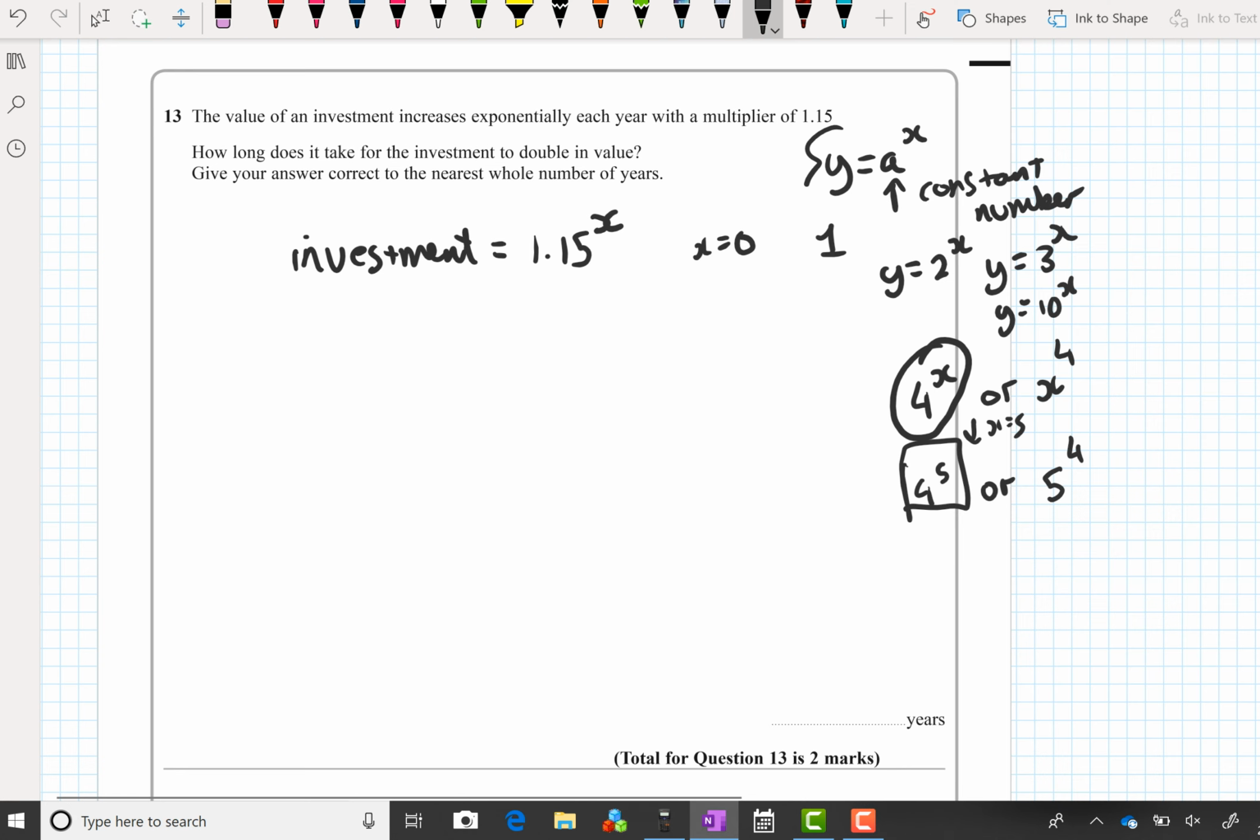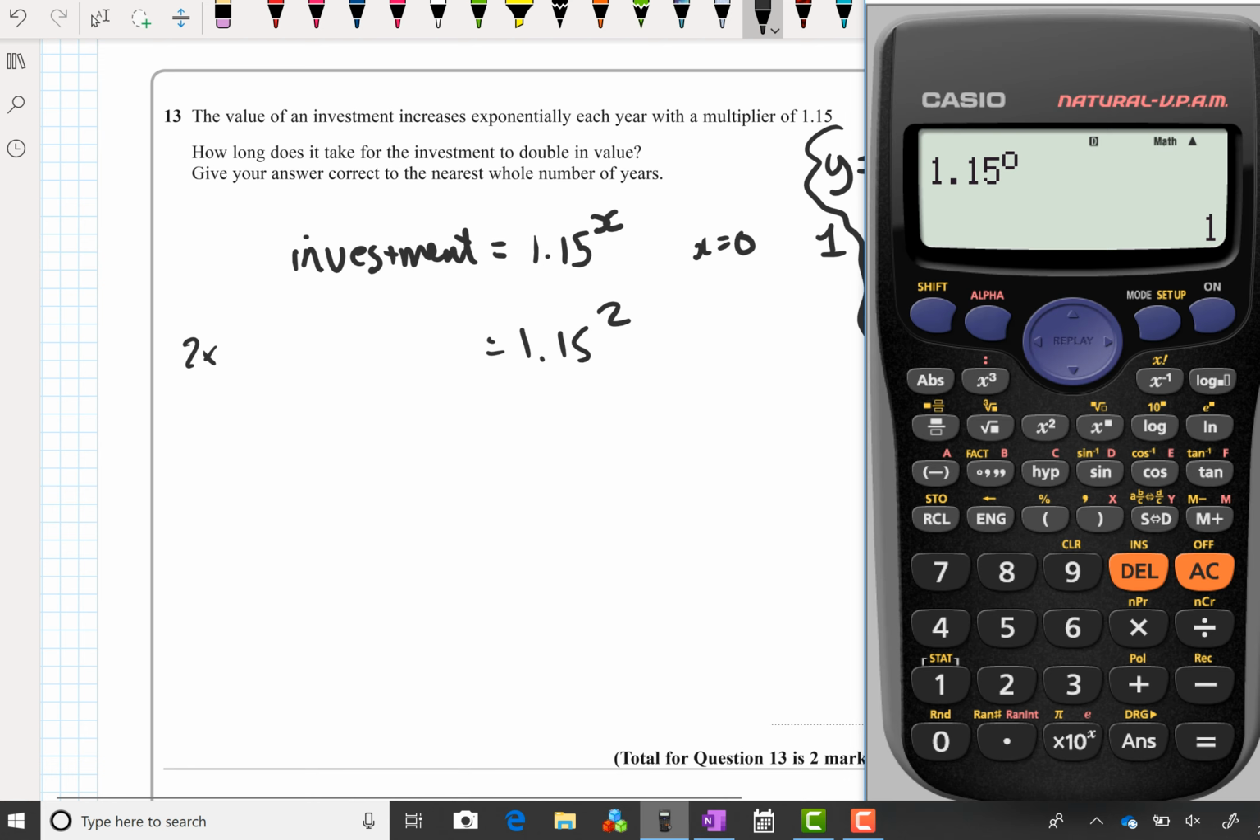We want to double this. We want to get 2 times the investment. So let's try 1.15 to the power of, say, 2. Let's see what happens after you've put it in and it's been in there for 2 years. We want to double the investment from 1, obviously, up to 2. 1.3225, not quite. Let's try 3. 1.5, not quite. It's climbing. 4. 1.74, no, not enough. After 5 years. Oh, okay, after 5 years, it's finally just over doubled.